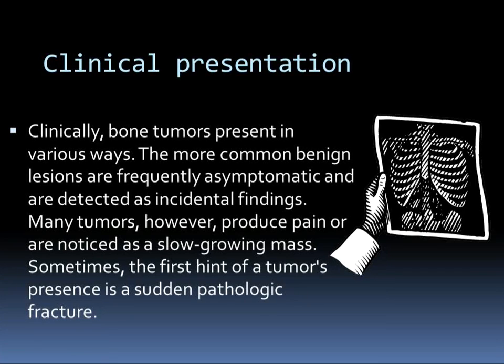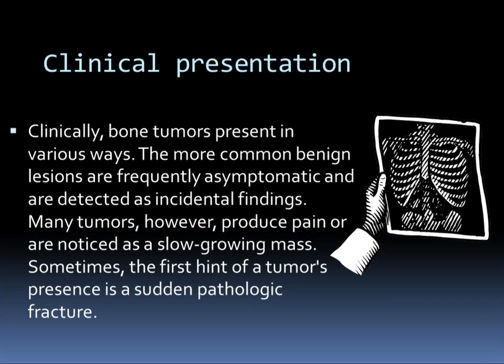And clinical presentation. Clinically, bone tumors present in various ways. The more common benign lesions are frequently asymptomatic and are detected as an incidental finding. Yeah, that's true, because the patient comes for something. He will come for some bone pain or he will be having some minor knee sprain, ankle sprain, elbow sprain like that. And when we take an X-ray, incidentally we will see. That is one of the most important things to remember.